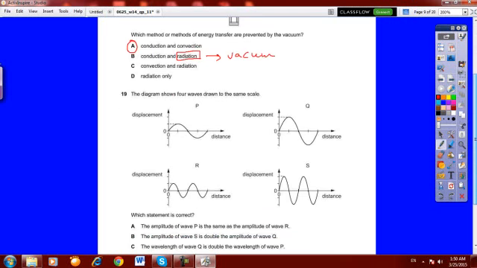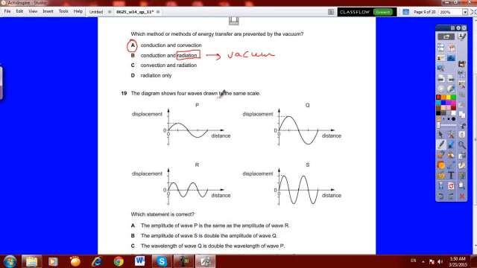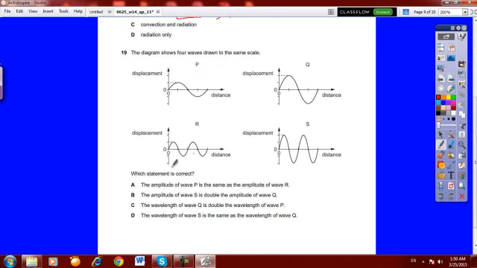19. The diagram shows four waves drawn to the same scale. Which statement is correct? The amplitude of wave P is the same as the amplitude of wave R. This is correct. The amplitude of wave S is double the amplitude of Q, which is wrong because they are equal. This amplitude is equal to this amplitude. Both of them have an amplitude of 2.